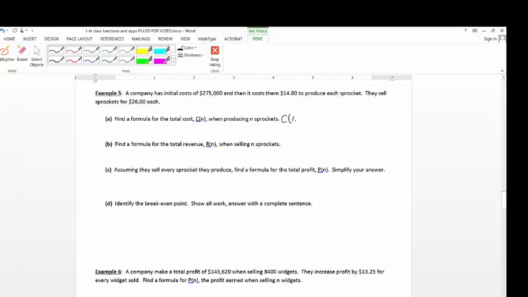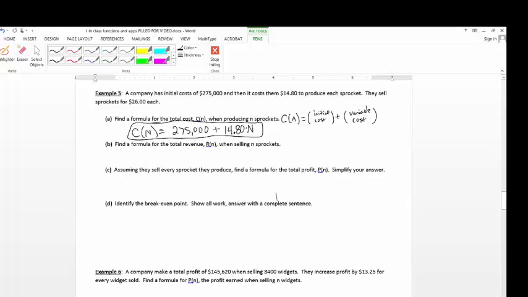So total cost C of N will be initial cost plus variable cost, depending on how many sprockets they make. It will depend on N, the number of sprockets they make. So in this case, C of N is the $275,000 initial cost, plus they have to spend $14.80 per sprocket times N sprockets sold. So I see it looks like a linear function, mx plus b form.